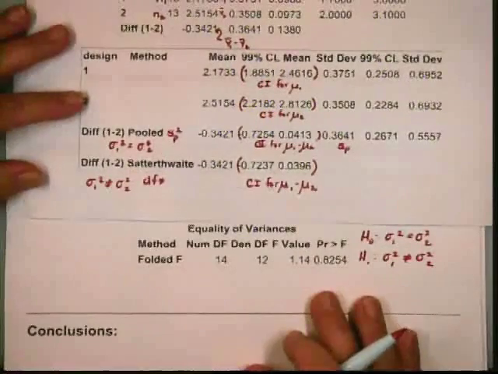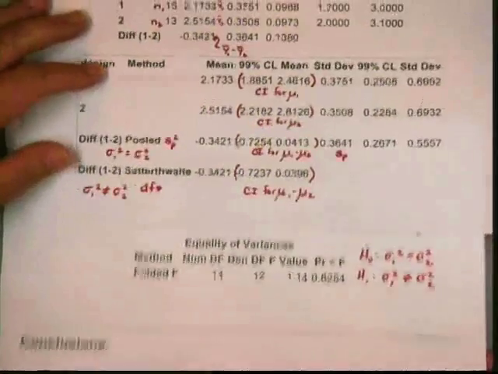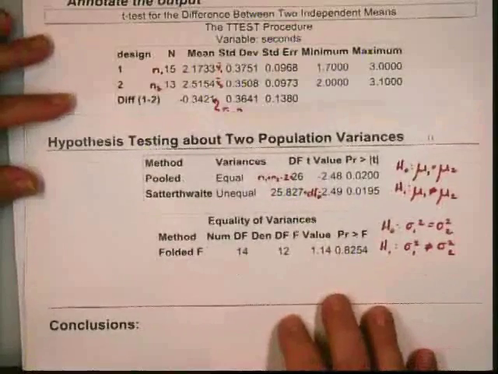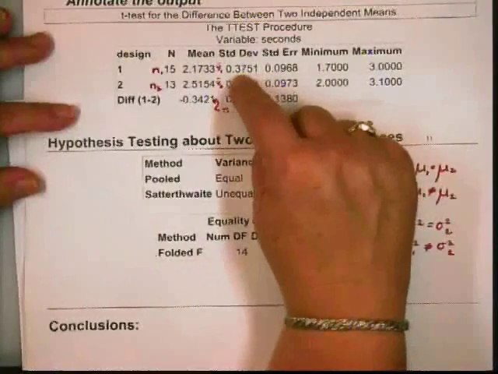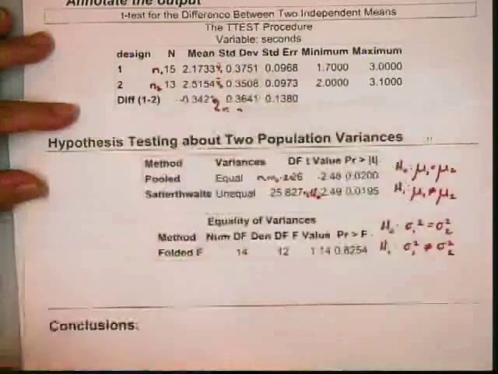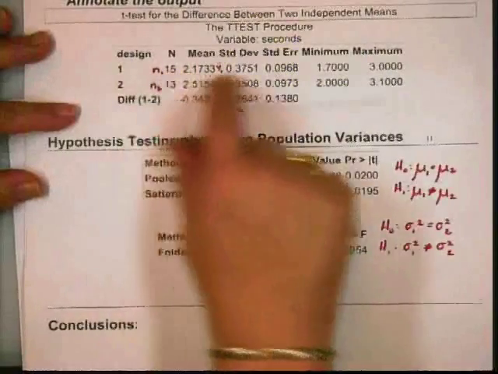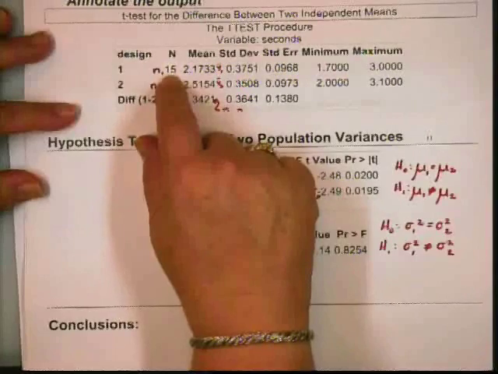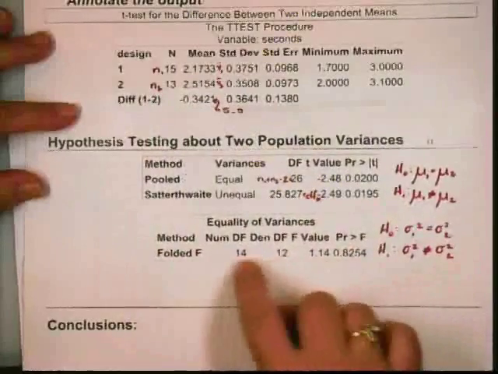All right. So the bit of information we need isn't down here in the intervals. Let's go up one more table. Okay. So here we see the differences in the means where that came from. Our standard deviations. Design 1 has a larger standard deviation than design 2. So design 1 was put in the numerator for what's called folded F. This 14 numerator degrees of freedom is because it recognized that was bigger, and it used its sample size minus 1. And then the other one would have 12 degrees of freedom.